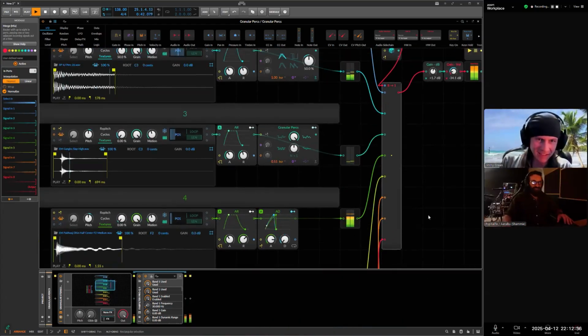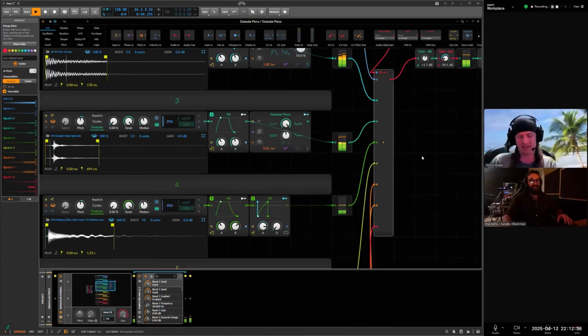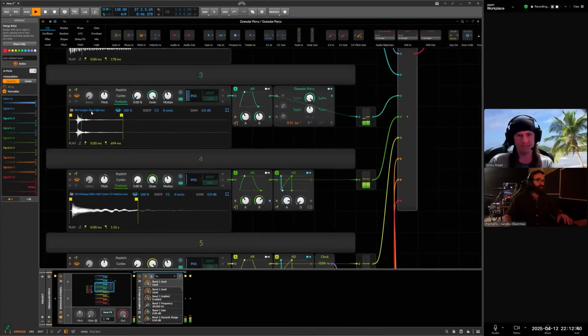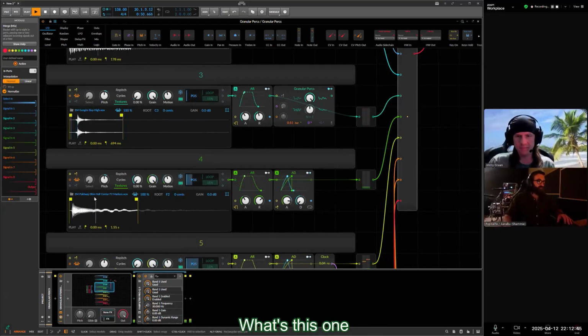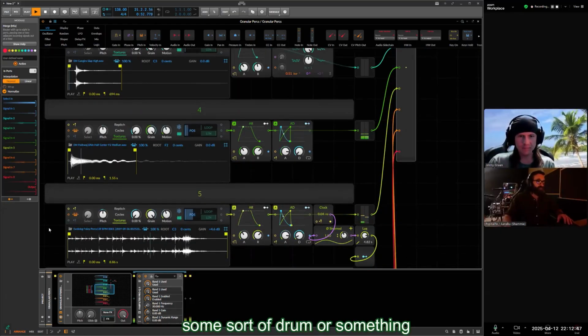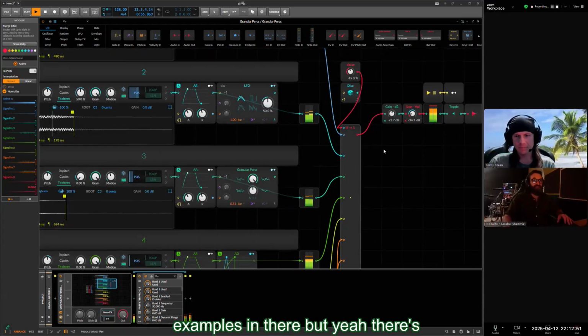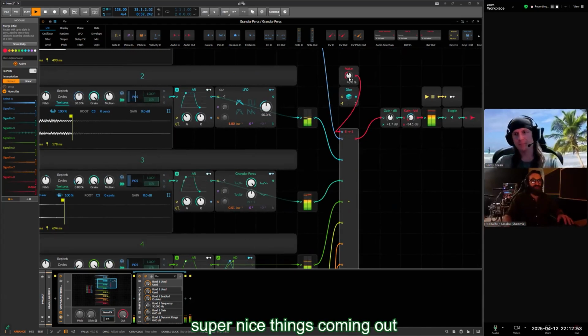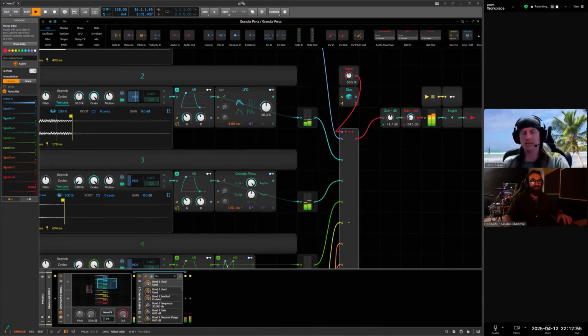Awesome. Are they just percussive? Yeah, they are. What's this one? I don't even know. Some sort of drum or something. There's quite a few different examples in there, but there's some super nice things coming out of it.